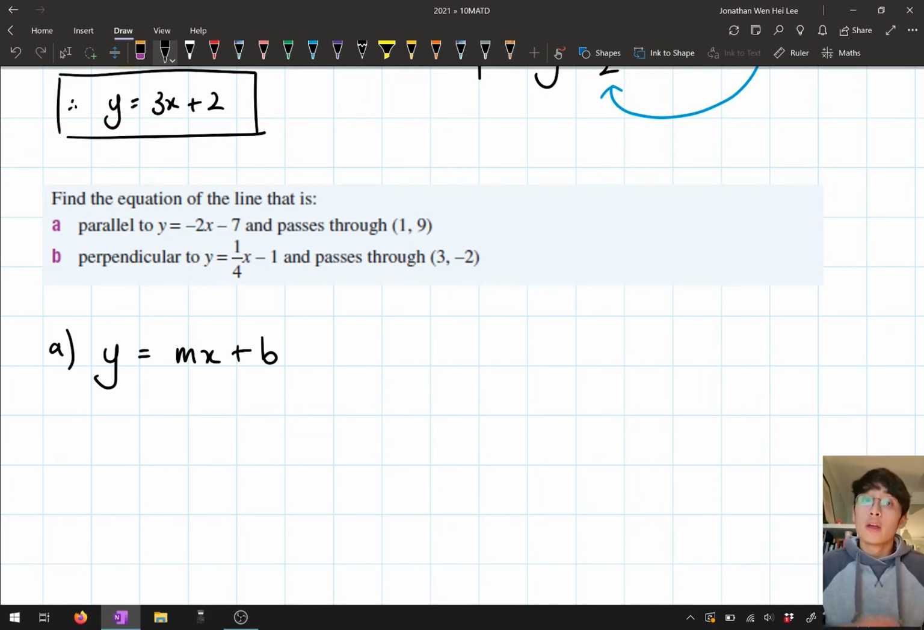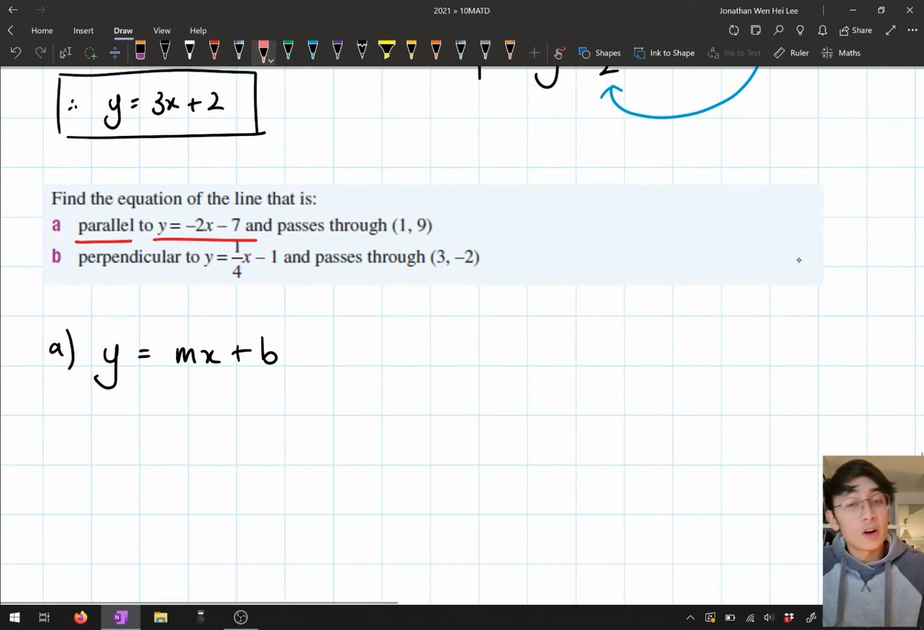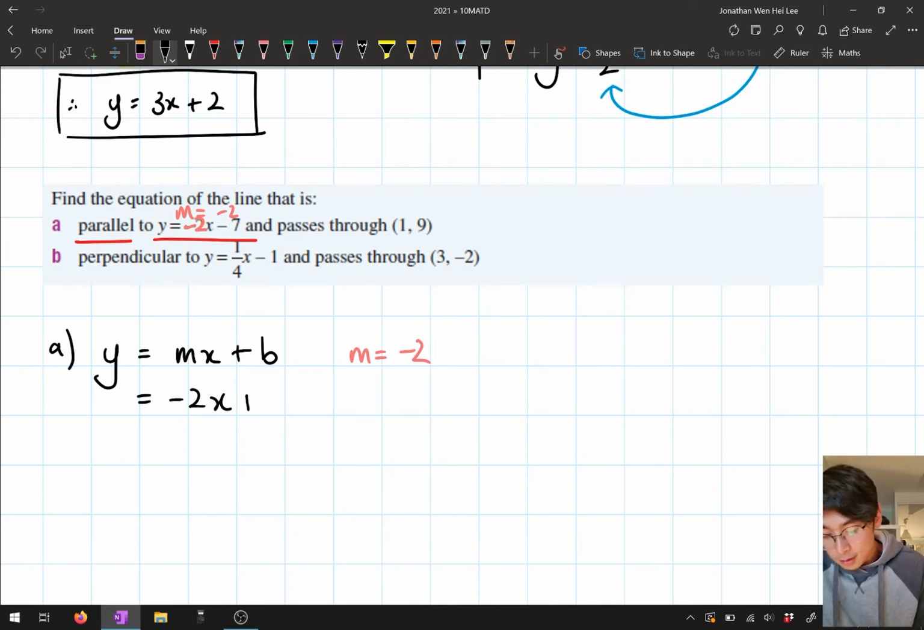Now, if you have a look at this question, the first thing we need to do is find the gradient. They tell me here that it's parallel to this line here. So we want to make sure that our line has the same gradient as the line up here. What's the gradient of this line over here? Well, m is the number before x, -2. So m is also going to need to be equal to -2. So I'm going to just replace m with -2. Here this just becomes y = -2x + b.